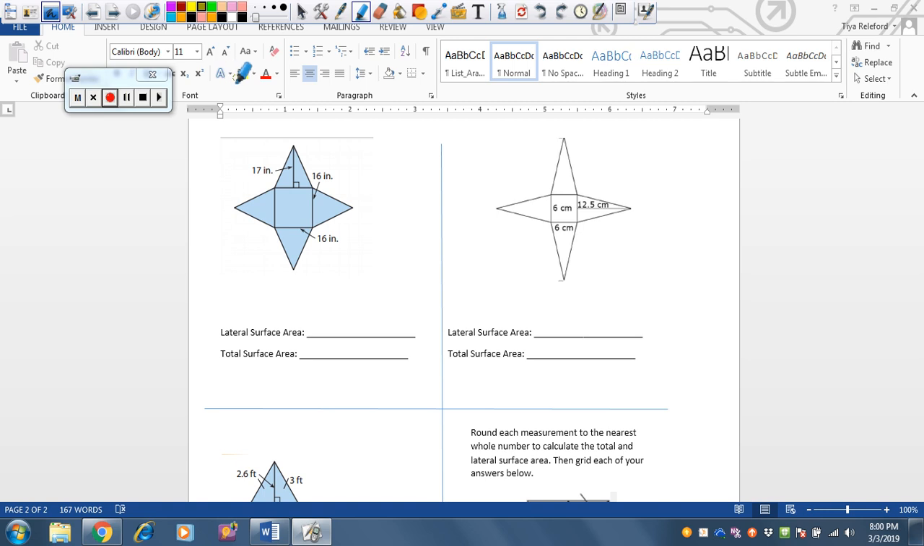All right, this folds into a square pyramid. So that means this is the base. So when we're looking at lateral, we're looking at the sides. The sides are only these triangles. So because they're triangles, you need a triangle formula. Your base is 16 and your height is 17. 1/2 times 16 is 8. And I don't know what 8 times 17 is.